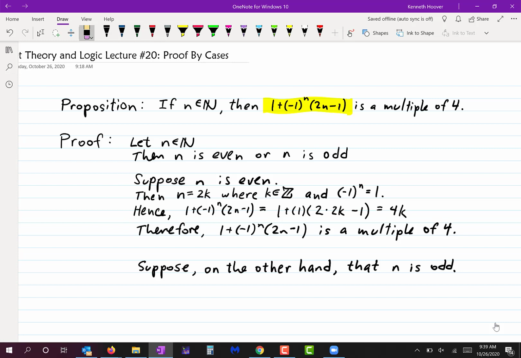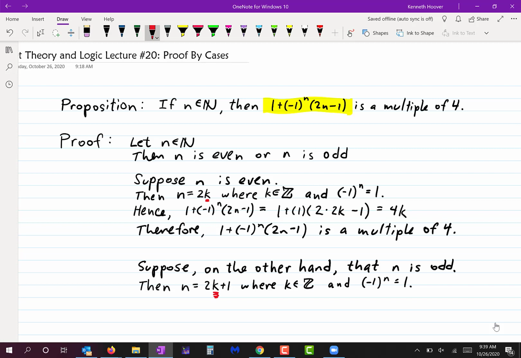Okay, so suppose on the other hand n is odd. Then n equals, what's an odd number look like? It's 2 times an integer plus 1. So I'm going to write 2k plus 1, where k is an integer. And also, what else? (-1)^n will equal negative 1. Now let me ask you a question. Is it okay to use the letter k here? I've already used it up here.